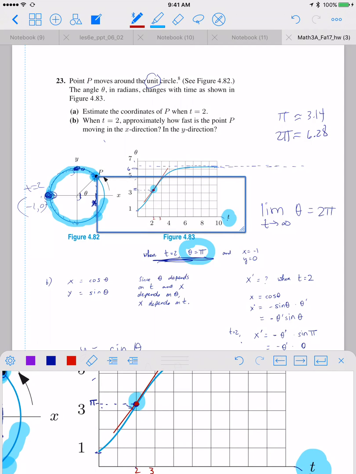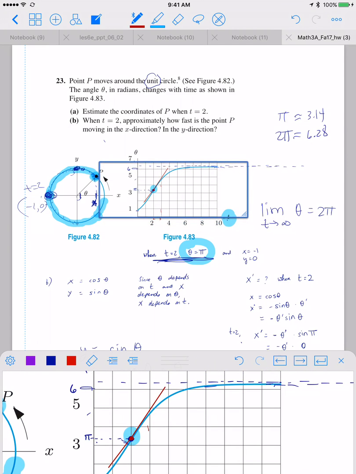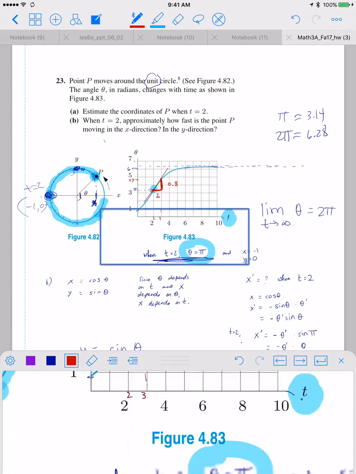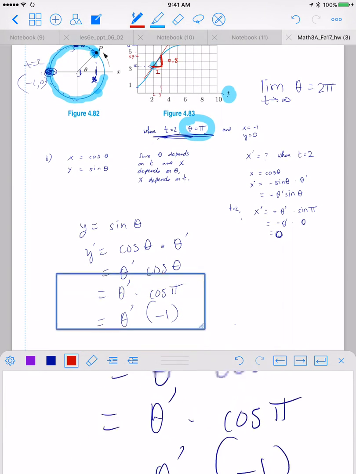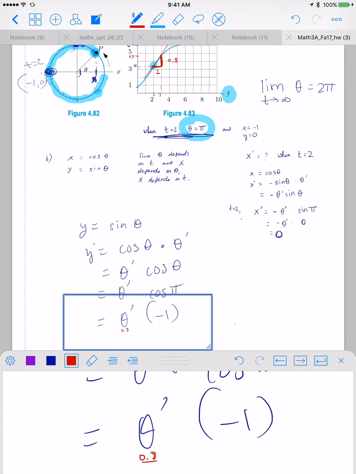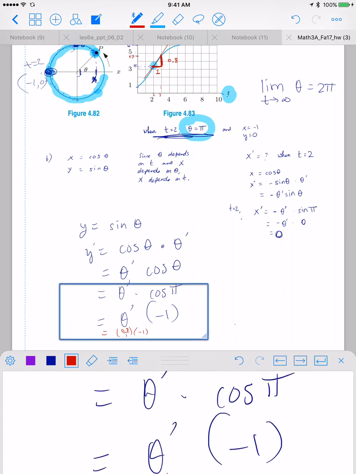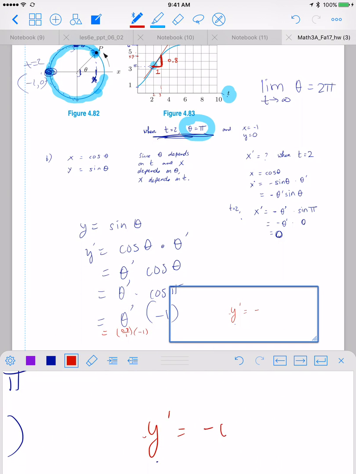Okay, so this is for 2. What happens at t equals 3? So it's approximately here. So that's 3.9. And this is pi. So what's my rise? How far am I rising? 3.9 minus 3.1, so that's 0.8. And then my run is 1, so my slope is going to be 0.8 over 1. So I put here 0.8 over 1. And then I've got the negative 1. So my y prime I would estimate to be negative 0.8.